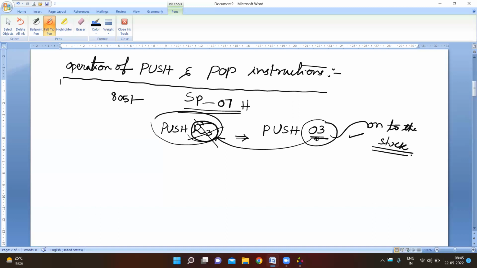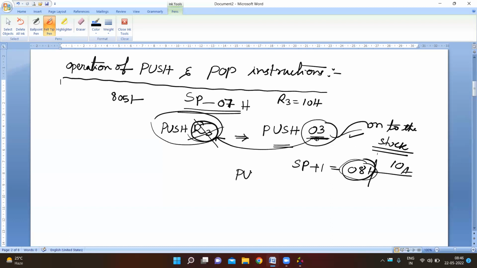So here, while pushing onto the stack, initially the stack pointer position is 07H. While executing this push instruction, the stack pointer is incremented by 1. SP plus 1, it becomes 08. So at 08, the contents of the 03 location will be pushed. Let us assume R3 contains 10H. Now push 03 means this 10 content will be pushed onto the stack whose address is pointed to by 08H, like this.